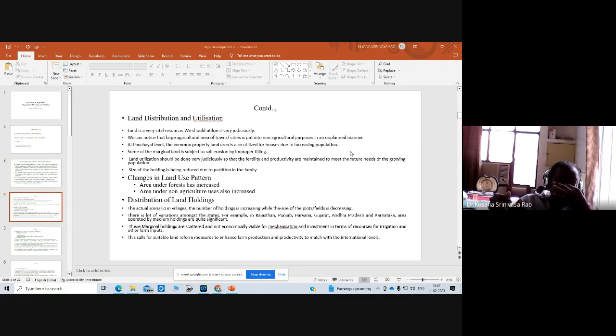Okay. Though basically the land belongs to the government, who is going to cultivate that land? Among that group of people, the land is being distributed. Okay, so land is one of the vital resources that must be used very judiciously. Agricultural area of towns and cities is put into non-agriculture purposes in an unplanned manner. That is also one of the basic problems.